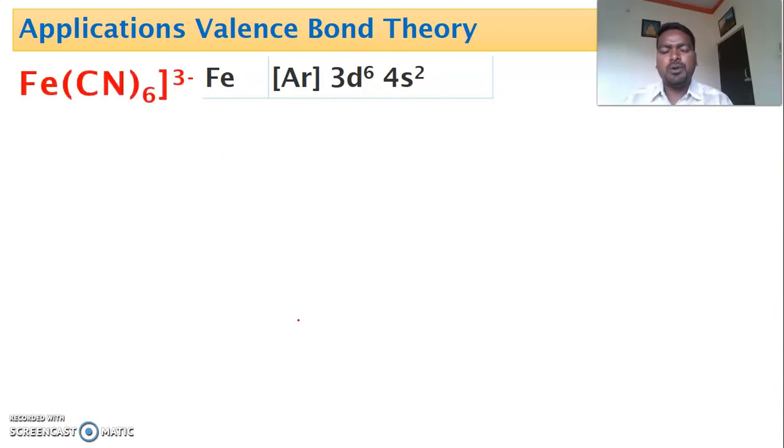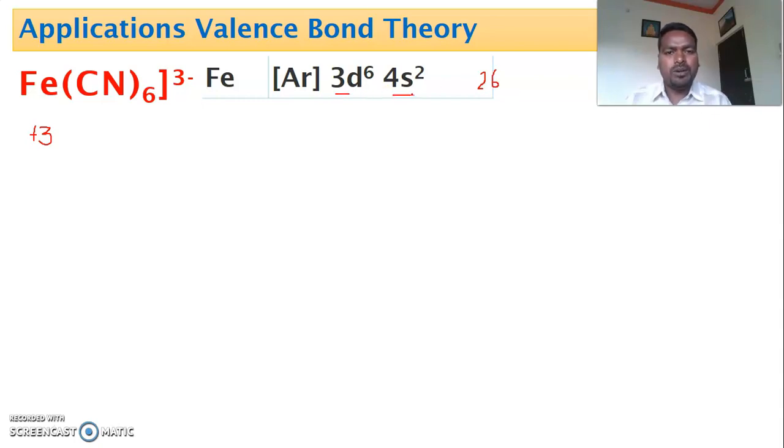So next I am going to take the same complex, but the difference is that in the previous complex the oxidation state of iron is +2, but here the oxidation state of iron is +3. The atomic number of iron is 26. Its electronic configuration is 3d6 4s2.